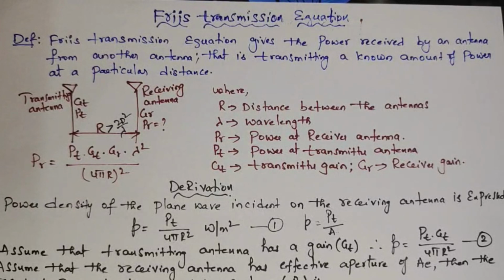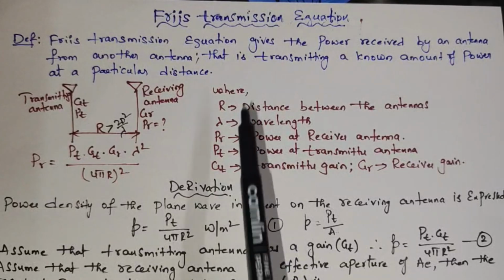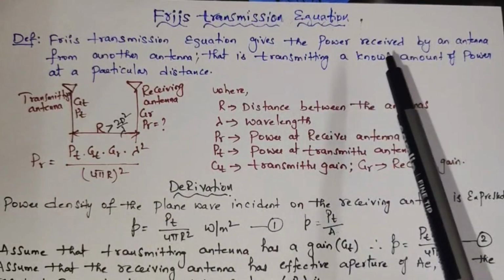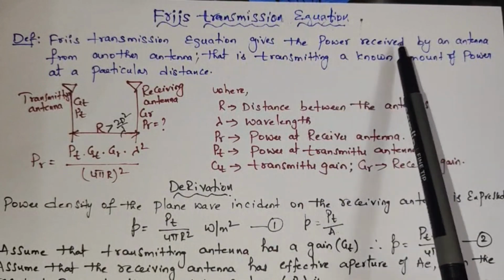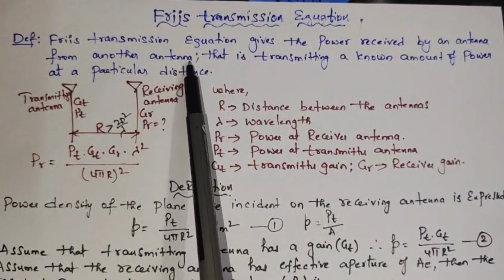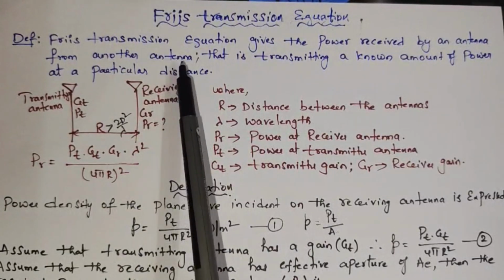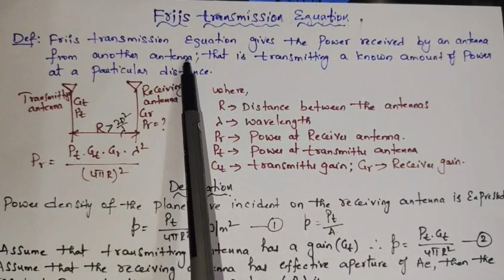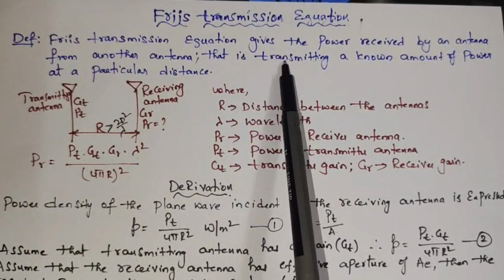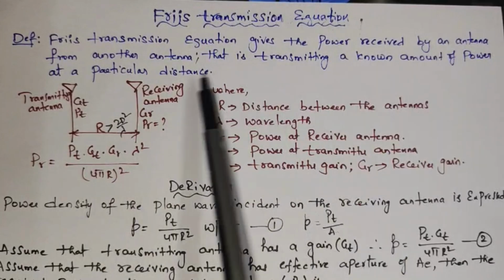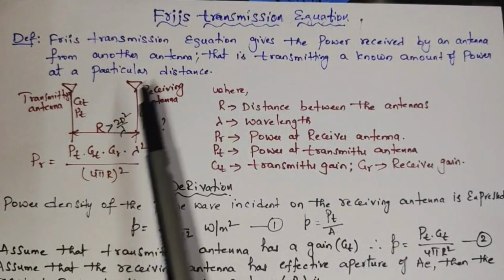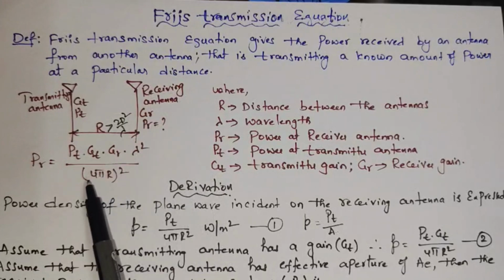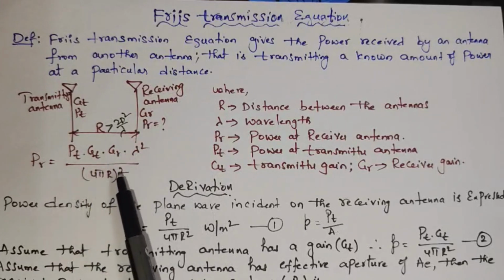Now we will discuss the concept of the Friis transmission equation. What this Friis transmission equation is telling is that it gives the power received by an antenna from another antenna. That means we are transmitting a known amount of power, and at a particular distance, how much power is received, that we need to calculate by using the Friis transmission equation.